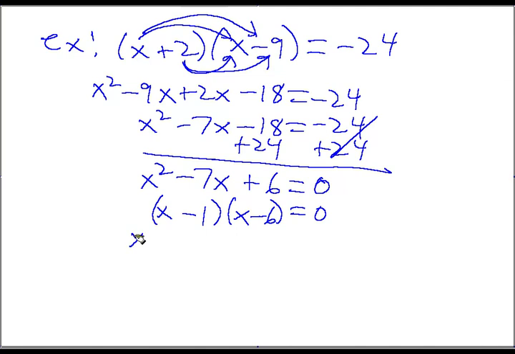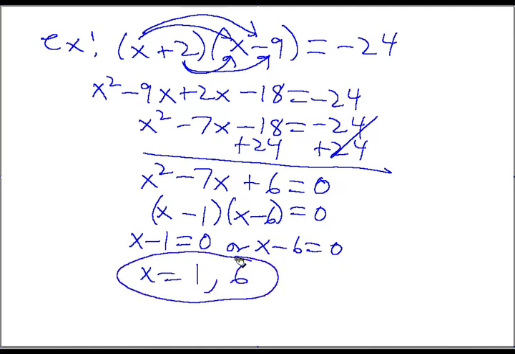Now I set the factors to 0. By the zero product principle, once I have the product equal to 0, I can set each factor to 0. X minus 1 equals 0, or x minus 6 equals 0. Just add 1 to both sides, so x is equal to 1. Here, add 6 to both sides, x is equal to 6. So the solutions are 1 and 6 for this equation. Can we see that? Yeah, that does take some practice, but once you get used to it, it happens very quickly.